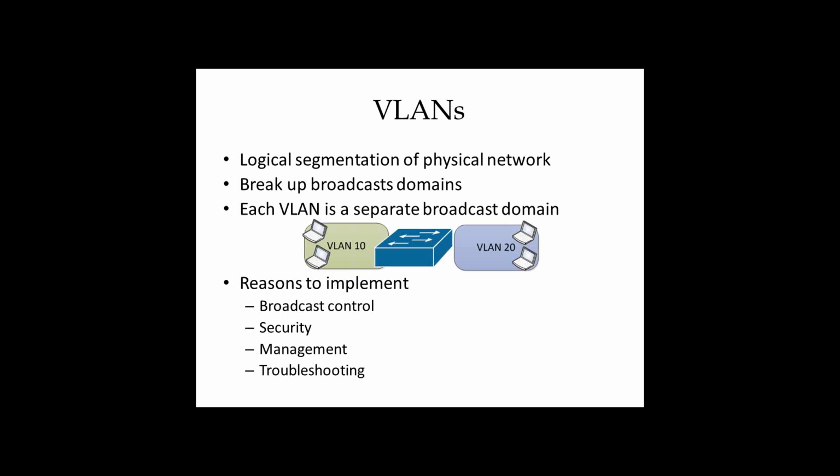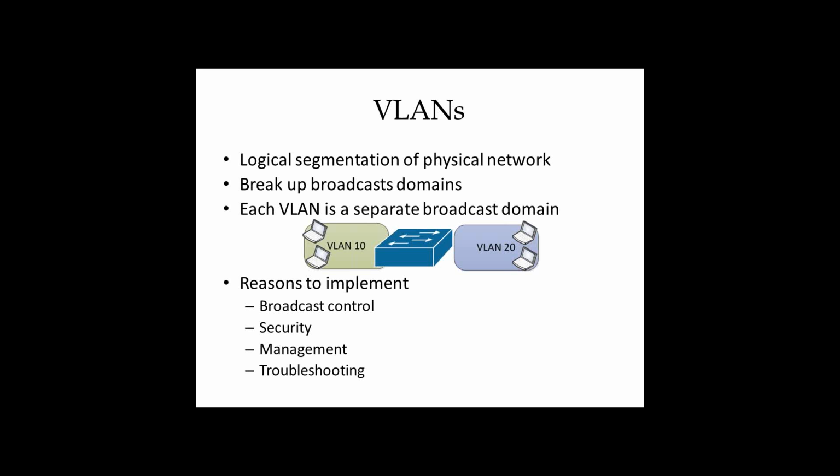So a VLAN is essentially a virtual LAN. What we're doing is taking that physical network, the switch, and separating or segmenting it into these logical components. We're basically setting up these logical boundaries within that physical device, and in essence we're then breaking up the broadcast domain, because each VLAN that is configured on that switch becomes its own separate broadcast domain.